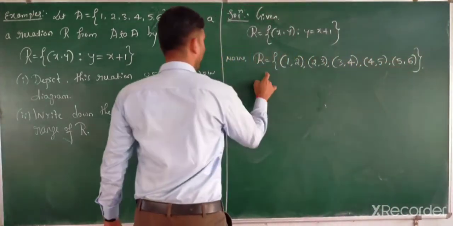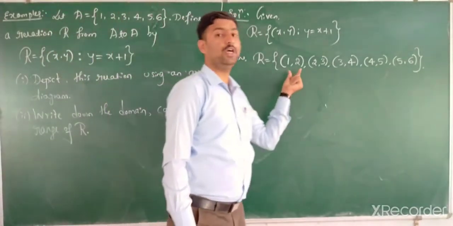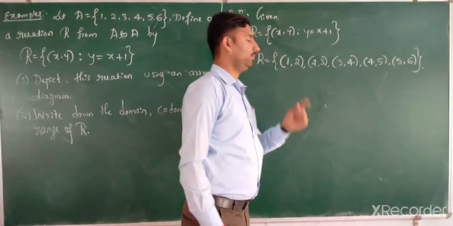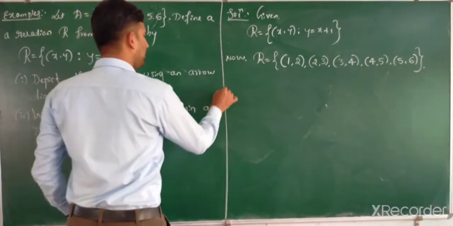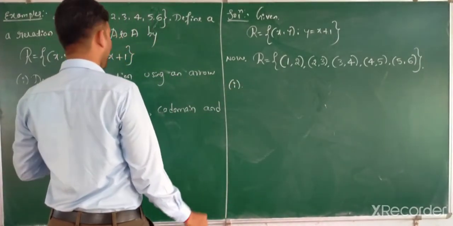This is our new relation, which is in the form of roster or tabular form. Then answer number one: depict this relation using an arrow diagram.